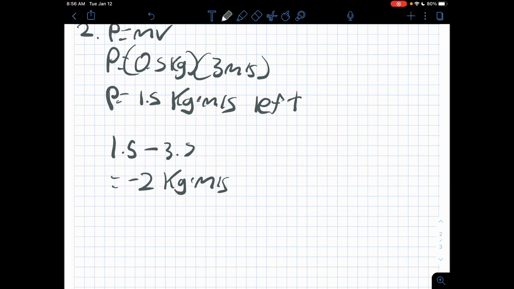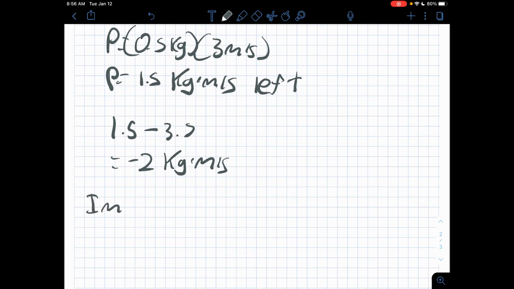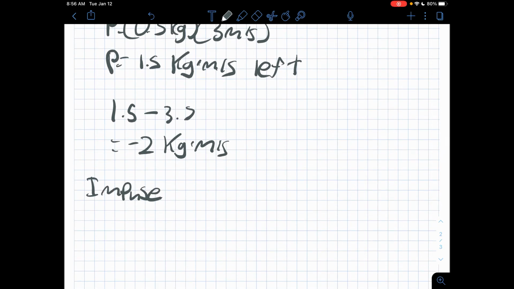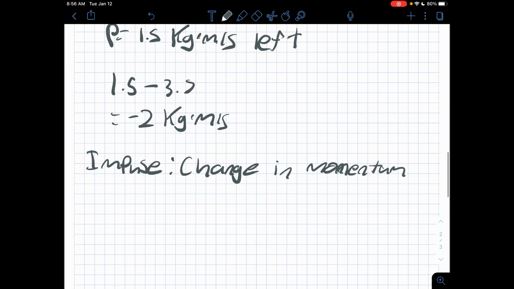So what you just did here was actually calculate the impulse. Impulse can be defined as the change in momentum. It can also be defined as the force times the change in time.